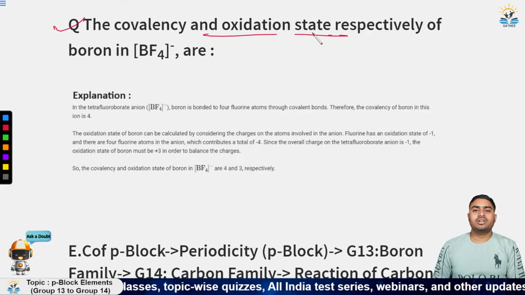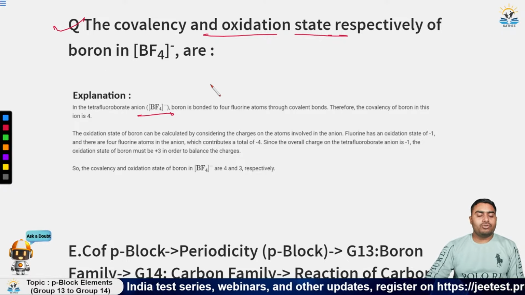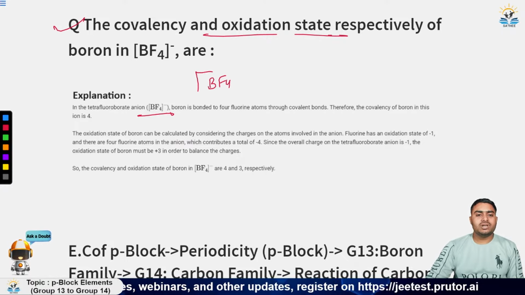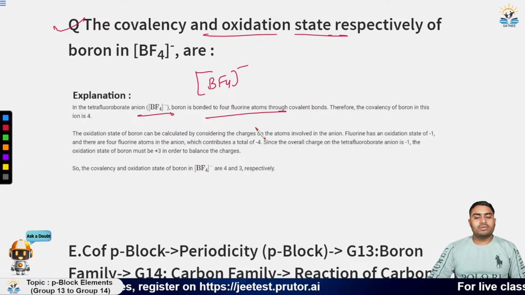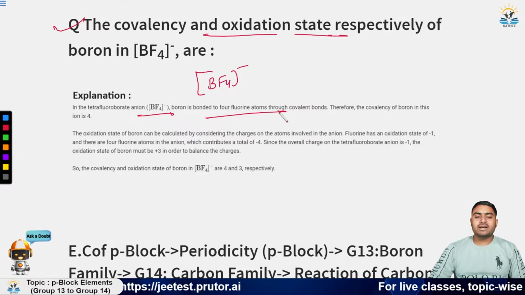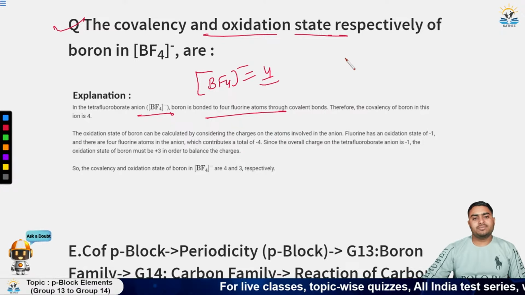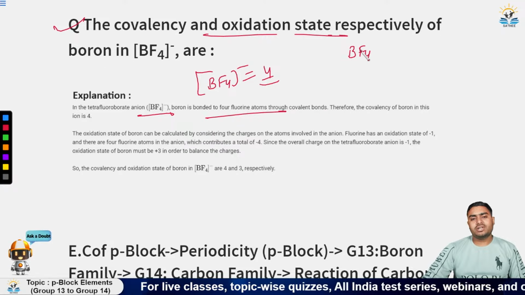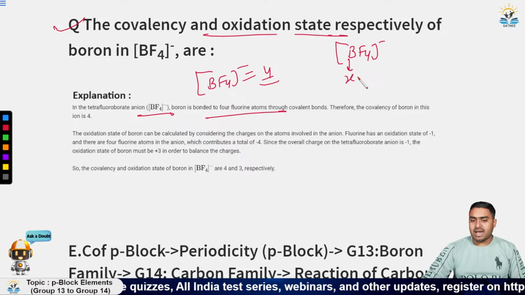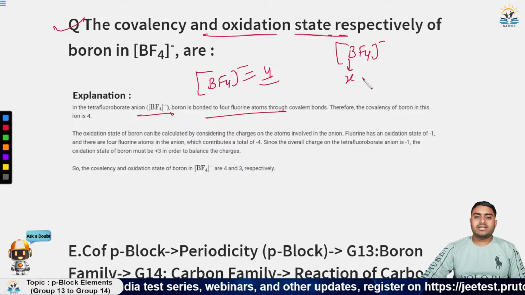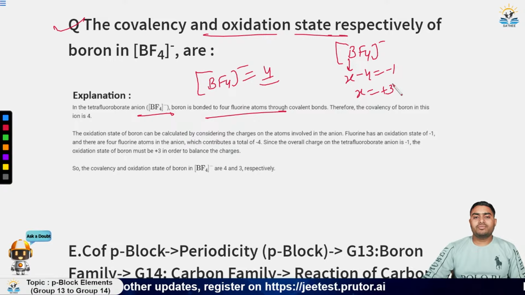The covalency and oxidation state respectively of boron in BF4 negative are. So you can see BF4 negative, boron tetrafluoride anion. Boron is bonded to 4 fluorine atoms through covalent bonds. Therefore, the covalency of boron in its ion is 4. What is the oxidation state? That is very simple. To calculate the oxidation state in BF4 negative, assume boron oxidation state is x. Then fluorine is -1, -1 into 4, -4, equal to -1 due to overall charge. So x comes out to be +3.